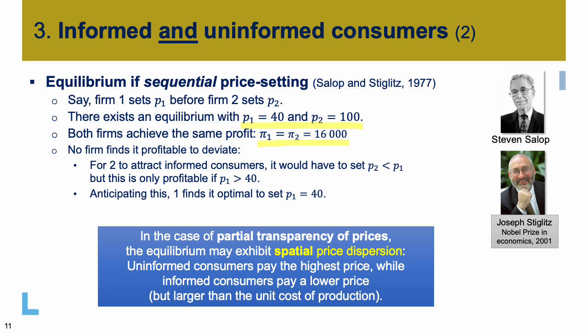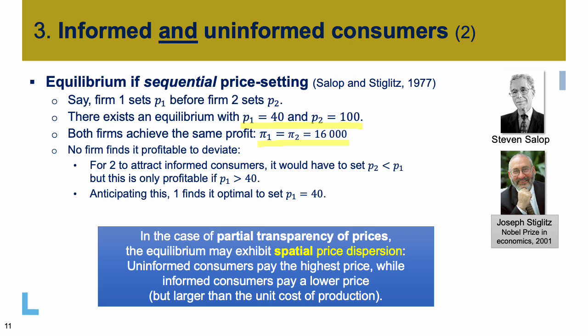Now, move back to the first period when firm 1 has to decide. Well, firm 1 anticipates that by setting a price of 40, firm 2 will not try to get the informed consumers and will later on set a price of 100. If firm 1 sets a price larger than 40, then it will be profitable for firm 2 to set a price below 40. Okay, so firm 1 cannot do better by setting a price above 40, and setting a price below 40 is not worth it either, for the reasons that we have explained.